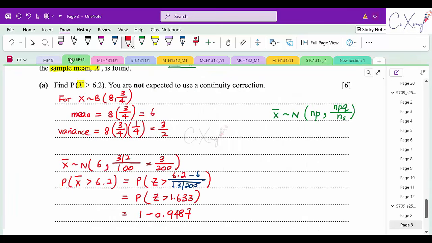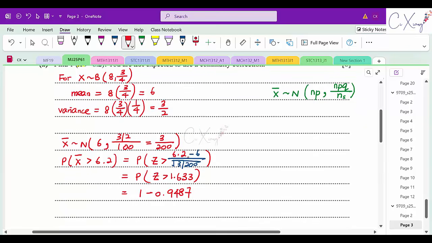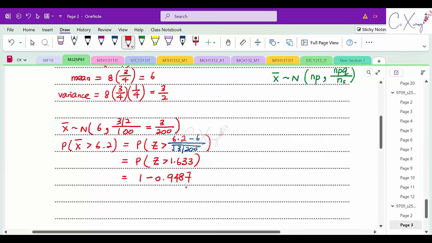You have to take 1 minus 0.9487 because the table just now gives us the area smaller than, but we are looking for the area greater than. Therefore, I have to take 1 minus the answer from the table. Then, if you didn't do careless mistake, this is the answer that you should get.